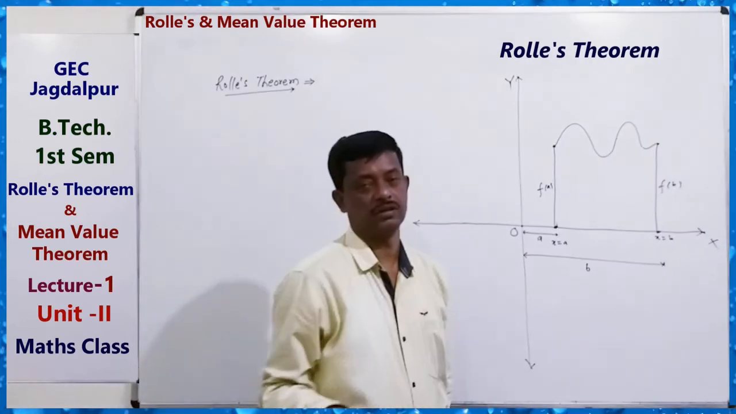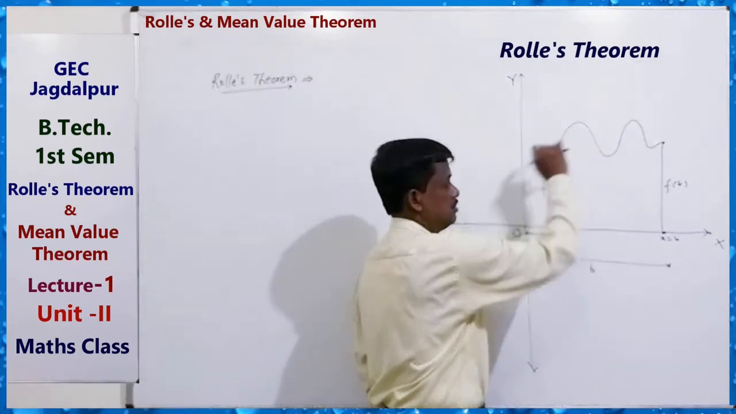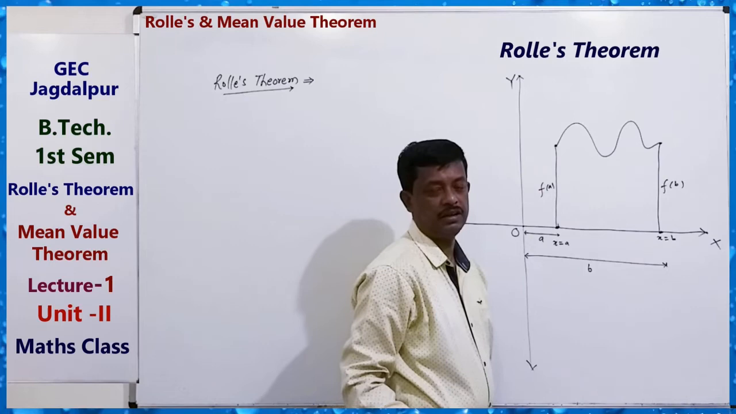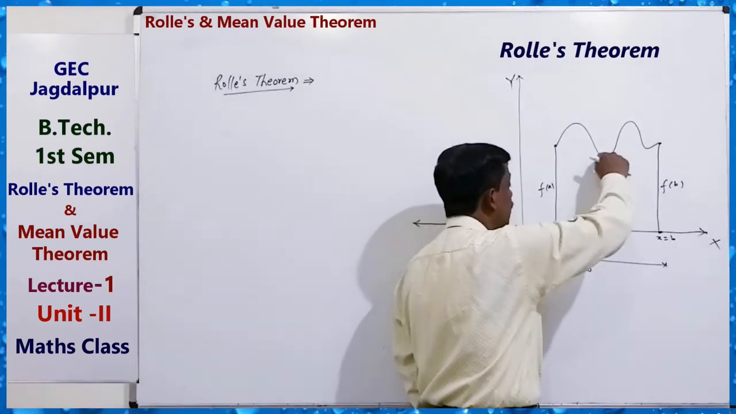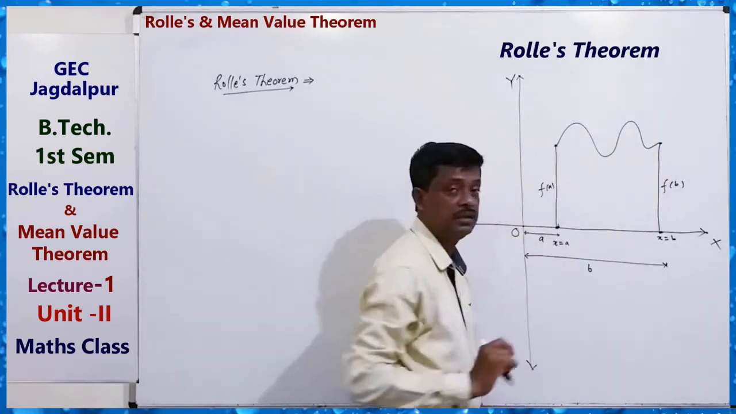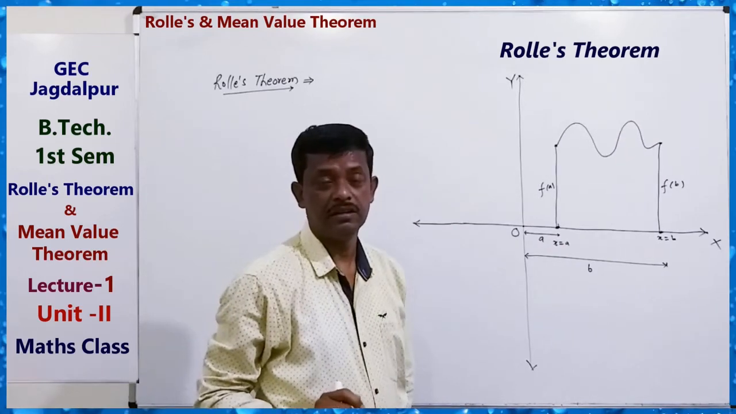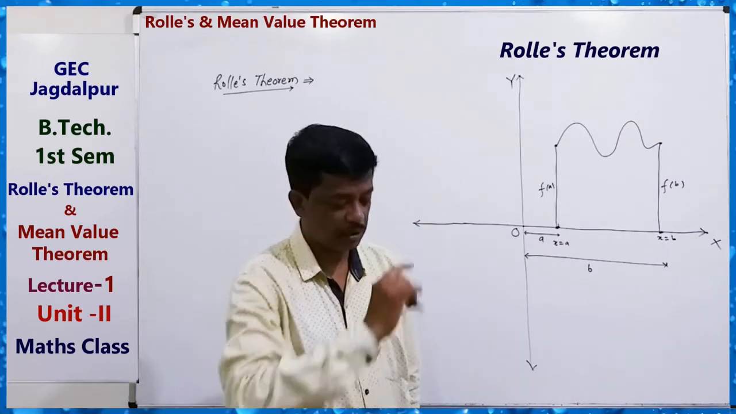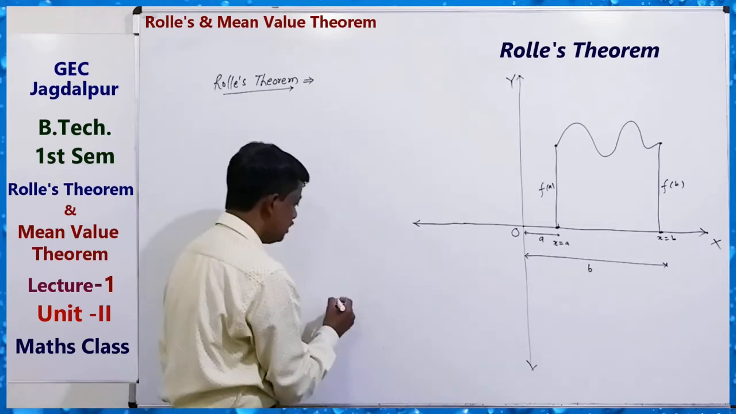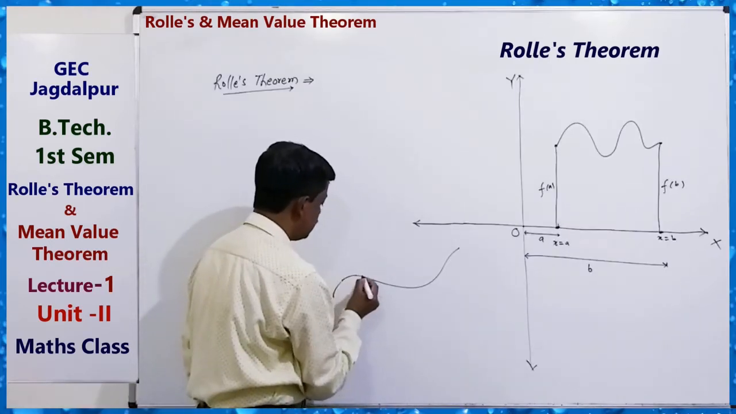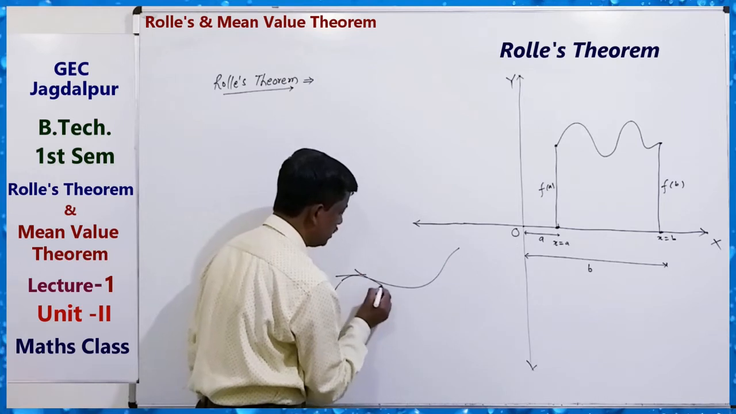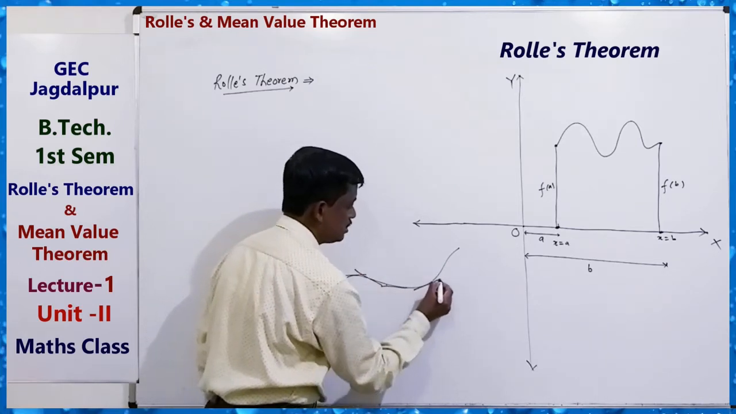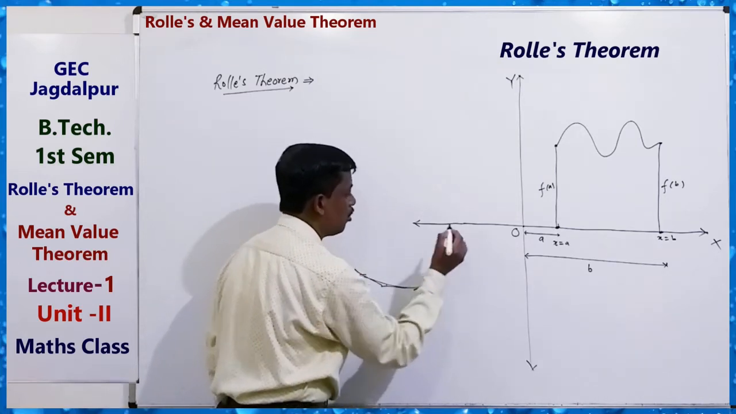And if the curve is continuous, then at each point of the curve between A and B, a tangent will exist, because the curve is continuous. Just like this, if the curve is continuous, then you can draw a tangent here, here, here, here. You can draw tangents at all points.